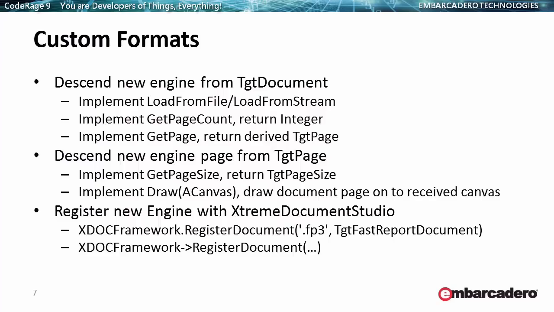And in the page class, when the document or the framework calls on the document's page to be drawn, the Draw method of the page class needs to draw the page of the format that it is going to support onto the supplied canvas. And finally, we register the new document engine with the framework using the RegisterDocument method. And in this case, we've implemented a handler for the FastReport files, and we have registered it into the framework with the file extension that the FastReport file has.